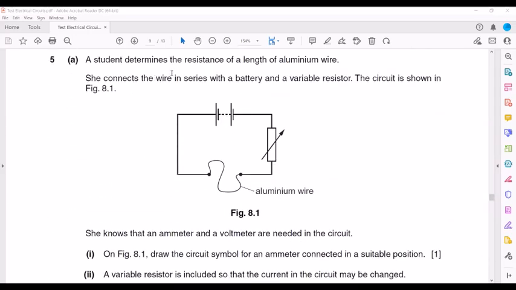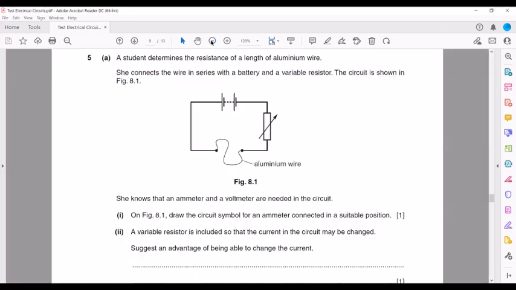Then in question 5, a student determines the resistance of a length of aluminum wire. She connects the wire in series with a battery and a variable resistor as shown. She knows that an ammeter and a voltmeter are needed for the circuit. On the figure, draw a symbol for an ammeter in a suitable position. So ammeters are always connected in series, so we should connect an ammeter in series. And a voltmeter should always be in parallel.